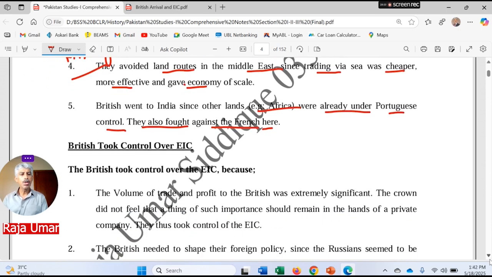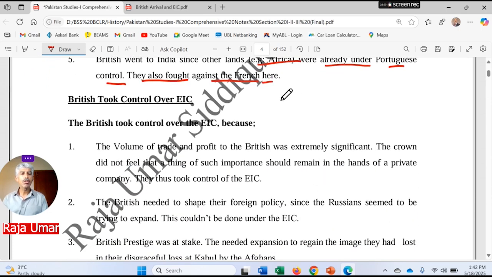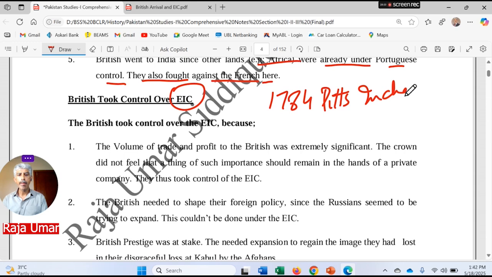So the British took control over the EIC. I mean, the British government took control over the affairs of the EIC. That event is of 1784, known as Pitt's India Act, when the affairs of the East India Company came directly under the control of the British government. I mean, the head of the EIC was appointed by the British government.